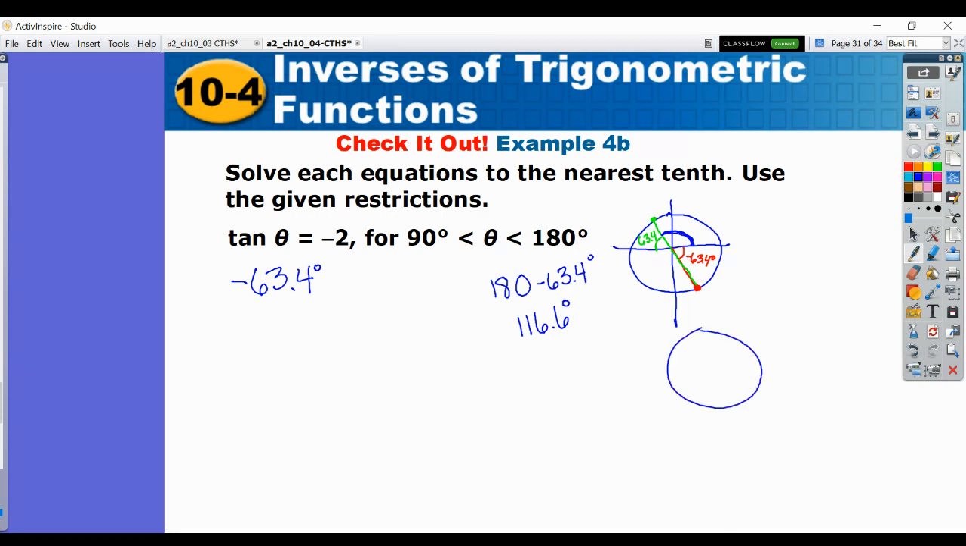If you have cosine, let's just say you had cosine and the answer was negative 30. The other one that would have the same cosine would be positive 30. So that's not supplementary. That's just another picture, or just the positive version of the same.